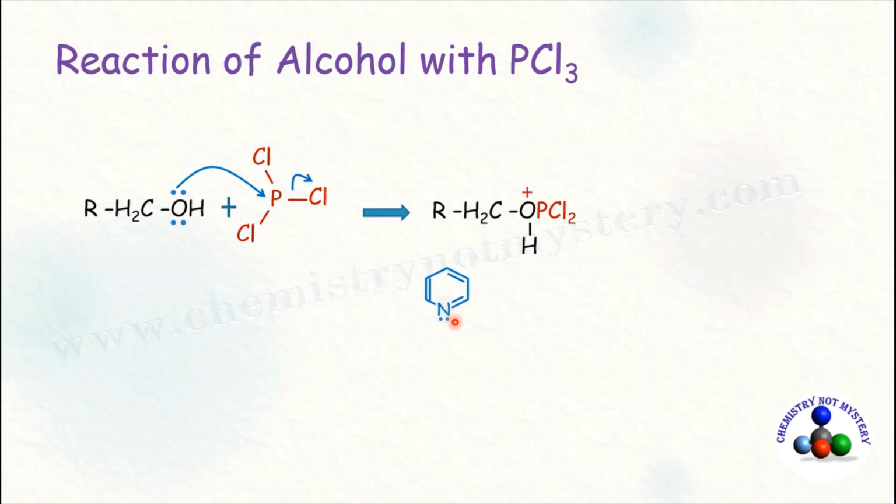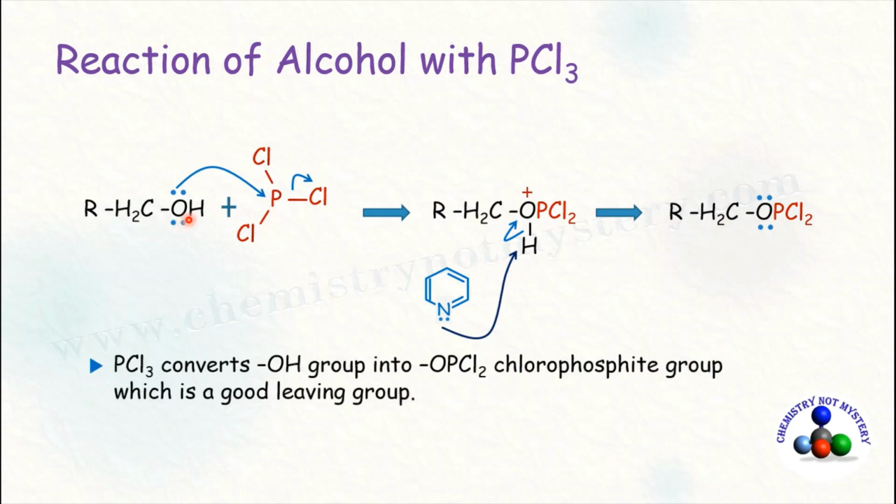Now pyridine, which is used as a base, will abstract hydrogen in the form of H plus ion. So hydrogen will donate its bonding pair of electrons to oxygen, and the positive charge over oxygen is neutralized. As a result, an OPCl2 group is formed. Here PCl3 converts the OH group into an OPCl2 group.